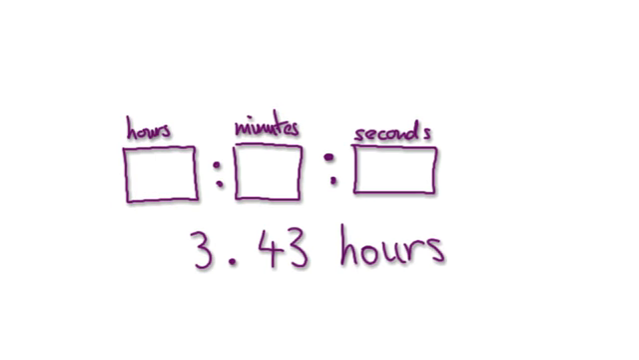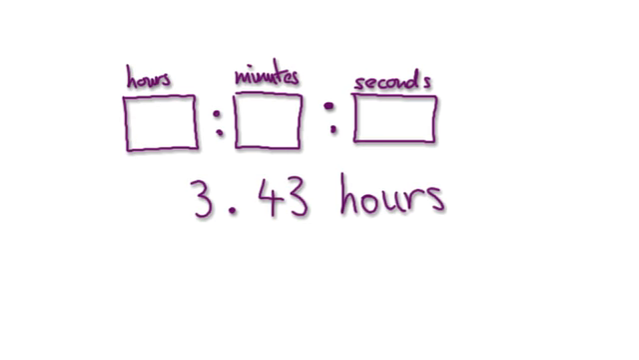In the last video, I showed you how to convert a time in decimal into hours, minutes, and seconds. Now it's your turn to have a go. Convert 3.43 hours into the number of hours, the number of minutes, and the number of seconds. Okay, I'll give you a clue. It's 3 hours, but you've got to work out the number of minutes and seconds.